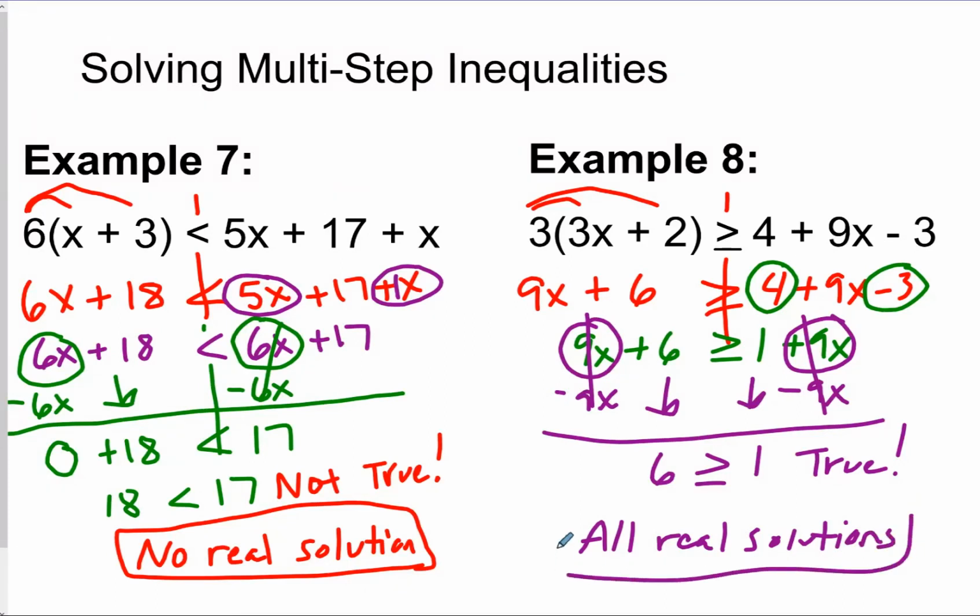So notice how this problem was very similar to the previous one where our variable terms canceled. We then have to ask ourselves, is the statement true or false? If it's not true, we have no real solution. If it is true, then we have all real solutions.